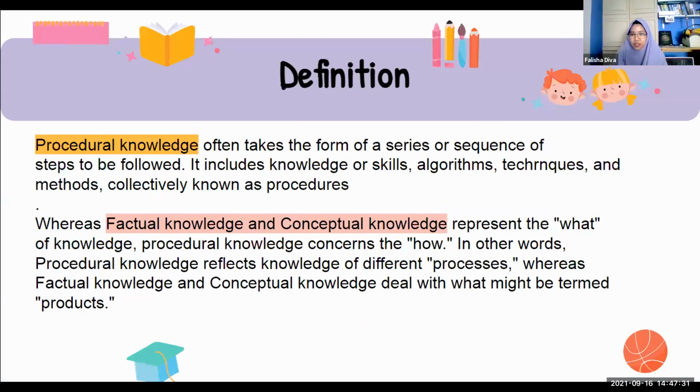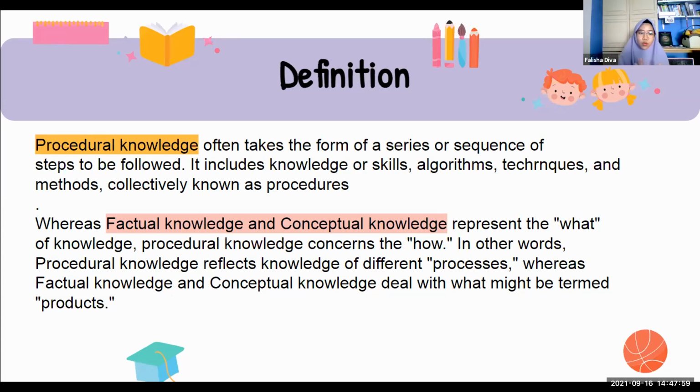We would like to explain about the knowledge dimension, which is procedural knowledge. The first is the definition itself. Procedural knowledge often takes the form of a series or sequence of steps to be followed. It includes knowledge of skills, algorithms, techniques, and methods, collectively known as procedures. If factual knowledge and conceptual knowledge represent the what of knowledge, procedural knowledge concerns the how.